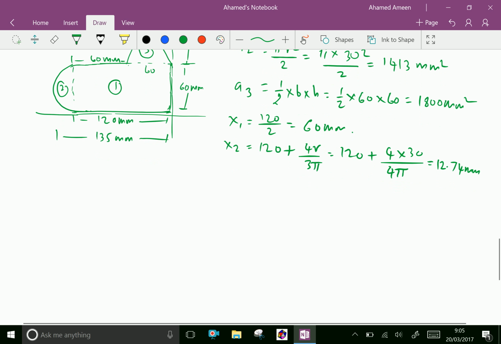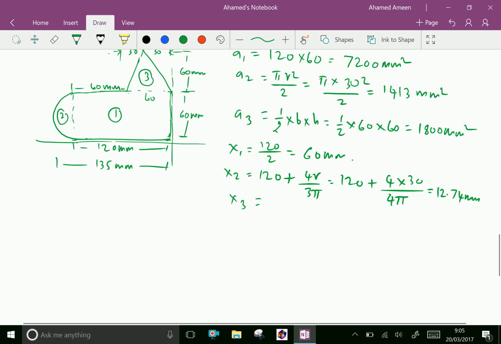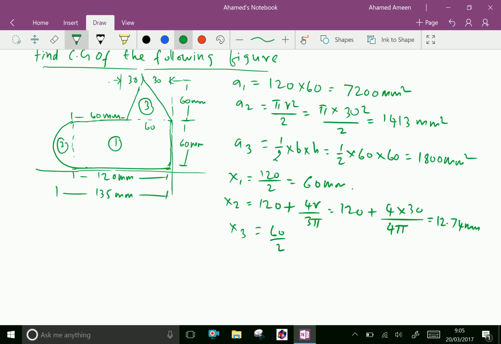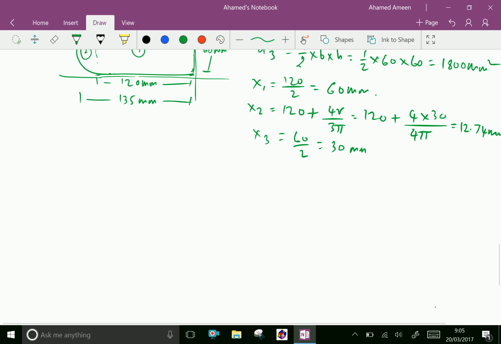Then x3 is equal to 60 by 2, the width of the triangle, half of that, equal to 30 mm.